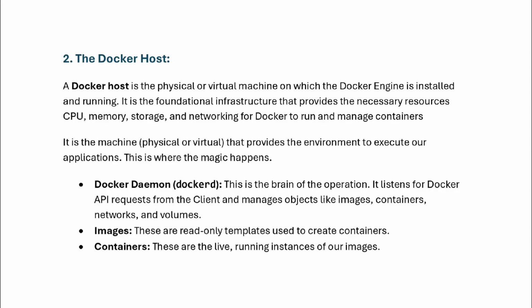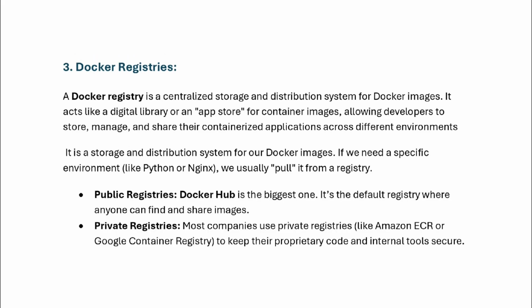Docker daemon, or dockerd. dockerd listens to the Docker API requests from the client and manages objects like images, container networks, and volumes. dockerd is the background service that runs on the host machine and manages all Docker objects such as images, containers, networks, and volumes. The Docker client communicates with the daemon to execute the commands. That is, the Docker client translates API requests from the CLI or the terminal from the user, so the Docker daemon performs the action.